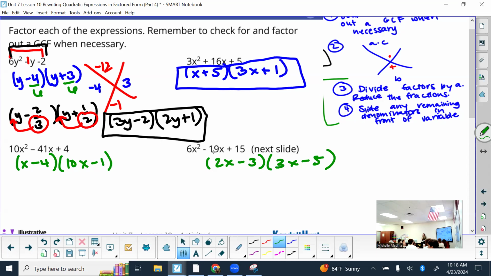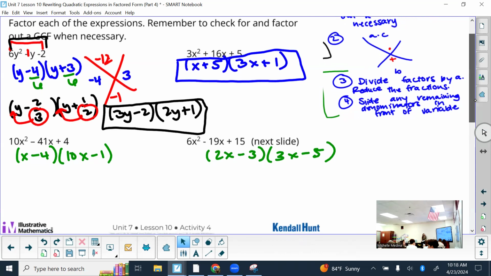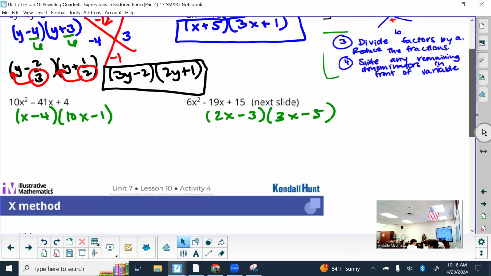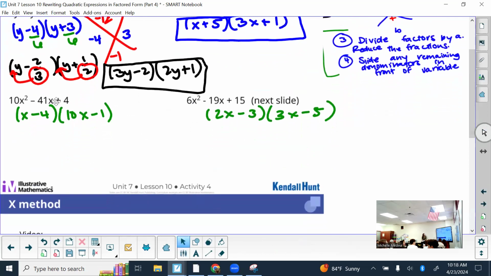So, got them all right? You want to see the second one, the 10x squared? Follow the steps: you should always check for a GCF first, and then we'll definitely do a GCF problem later too. But I'm going to erase this answer for right now.